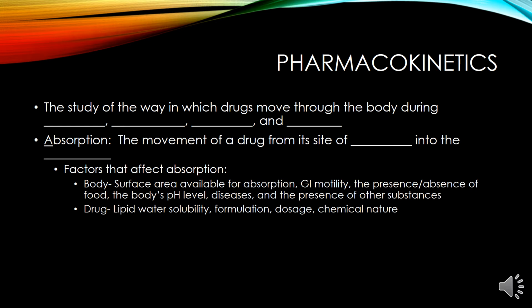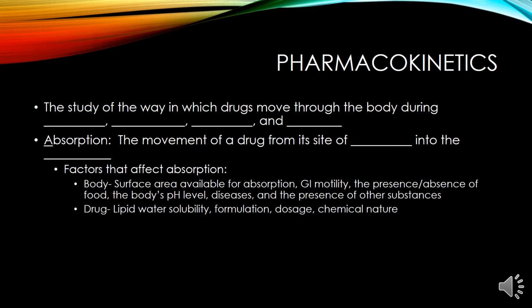Factors that affect absorption: there are factors within our body and there are factors within the medication itself. These include the surface area available for absorption. Like we talked about during class, please remember the larger the surface area, the more the drug can be absorbed. Other factors include GI motility, the presence or absence of food in the stomach, the body's pH level, certain diseases, and the presence of other substances.